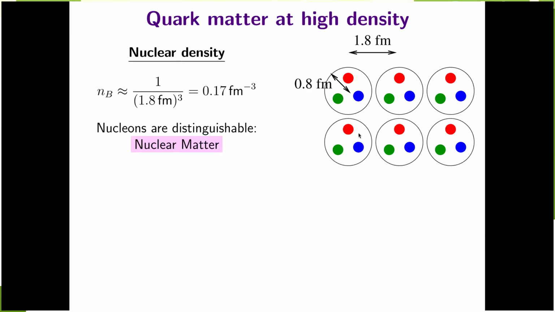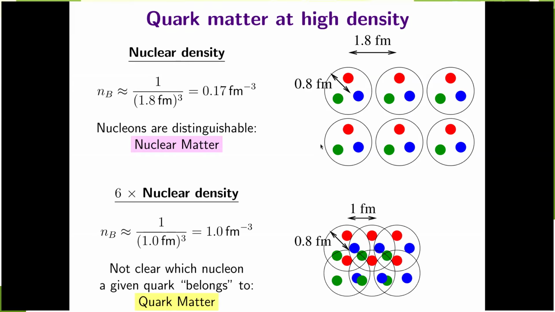Now, suppose we imagine compressing this to maybe 6 times nuclear density. So 6 times 0.17 is 1. This is now 1 neutron or proton per cubic Fermi. And if you draw what that looks like, their radius is still 0.8 Fermis. So you draw them next to each other, only 1 Fermi apart, and you find they're now overlapping very strongly. So now if I ask you, here's a quark, which neutron or proton does it belong to? It's really not so clear which one.